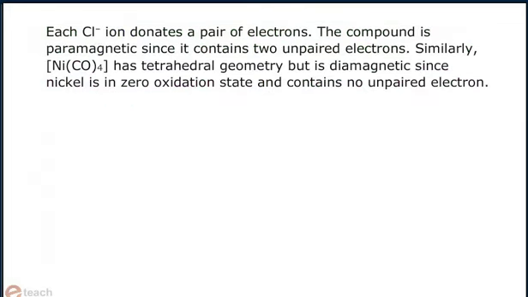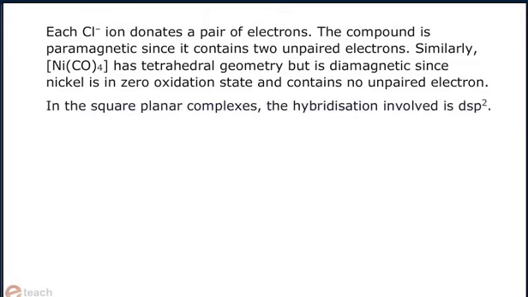Each Cl- ion donates a pair of electrons. The compound is paramagnetic since it contains 2 unpaired electrons. Similarly, Ni(CO)4 has tetrahedral geometry but is diamagnetic since nickel is in 0 oxidation state and contains no unpaired electrons. In the square planar complexes, the hybridization involved is dsp2.